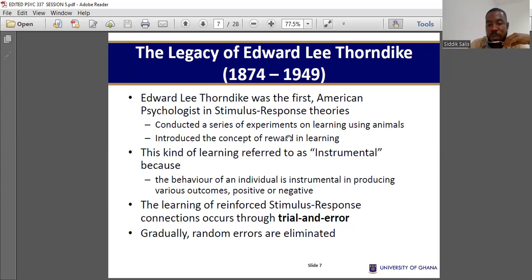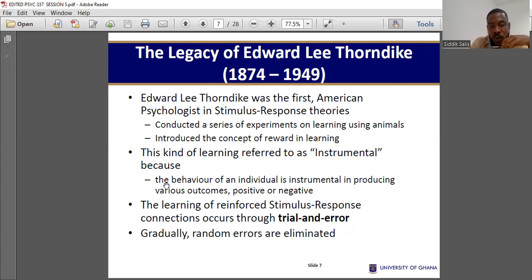He conducted a series of experiments on learning using animals, and introduced the concept of reward in learning. This kind of learning is referred to as instrumental because, and this is the point I want you to note because it usually appears in objectives and feelings, why do we call it instrumental learning or instrumental conditioning? Remember, I said from the beginning that we will look at that.